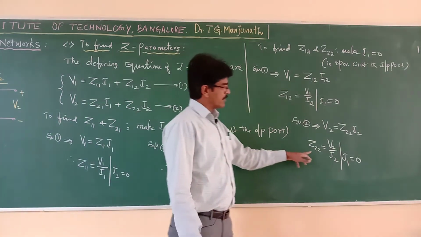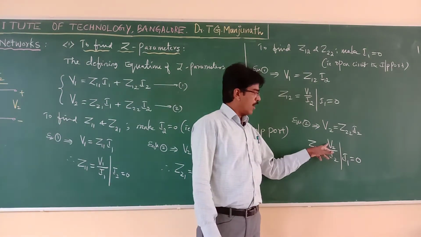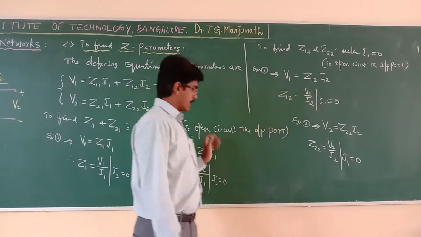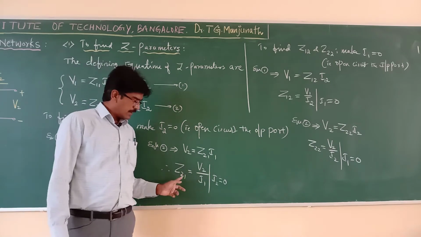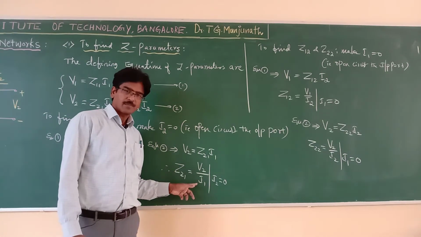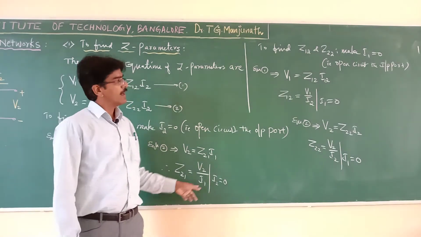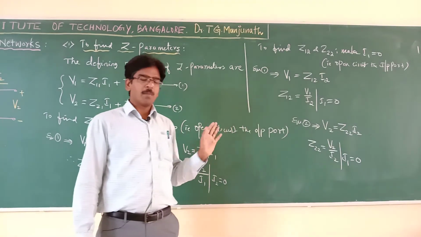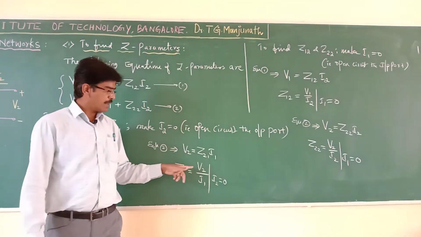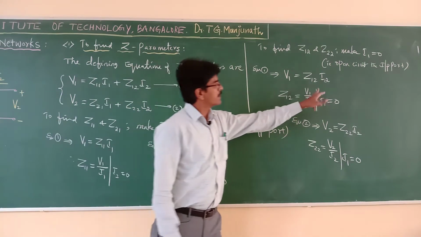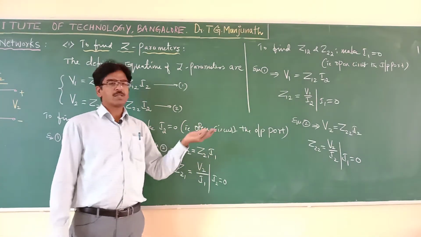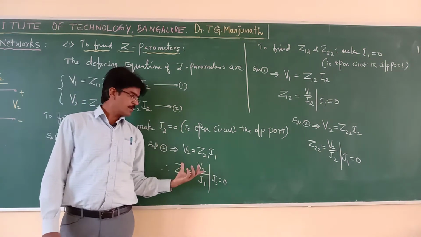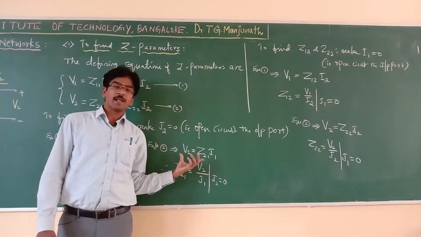Suppose you come here, Z22: this is output voltage by output current. Hence, it is the output impedance. Next, this ratio is V2 by I1, output voltage by input current, and the other one, Z12, is input voltage by output current. The ratio is V by I, hence it is impedance, but one is output by input and the other is input by output. Whenever the ratio is V by I, and the ratio is output by input or input by output, we use the word transfer impedance.